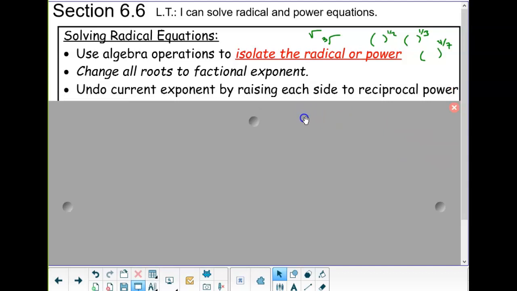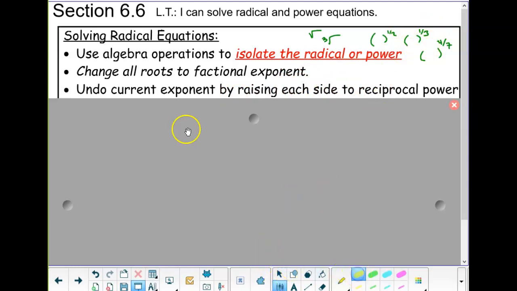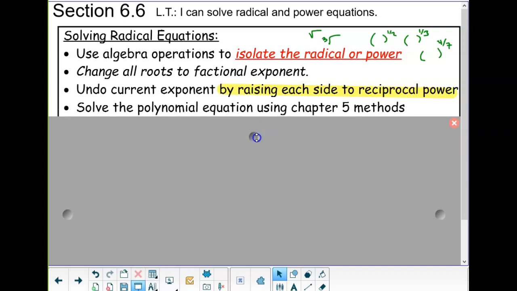And then this is really the key part to solving right here: how do we undo one of these exponents? We raise each side to the reciprocal power. That's the part that might be new for you. And once you undo the power, all that's left is algebra.